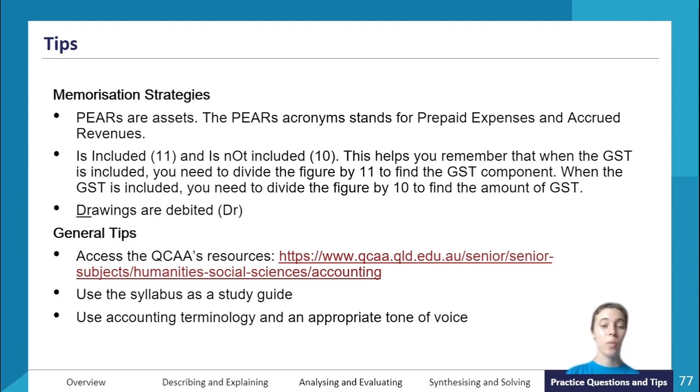So some general tips as well. I did not make use of the QCAA's resources until very late on in the piece. So I recommend that you go to the QCAA website and access what's available to you. You've got example assignments, past exam papers for the externals, and different reports that are done for the subject each year, that are predominantly aimed at teachers to give feedback on things like how they make the assignments and write the questions, but they can provide some great insights for you as well.